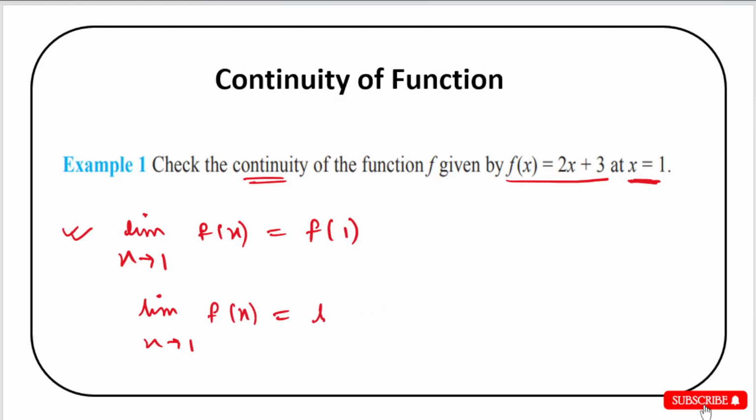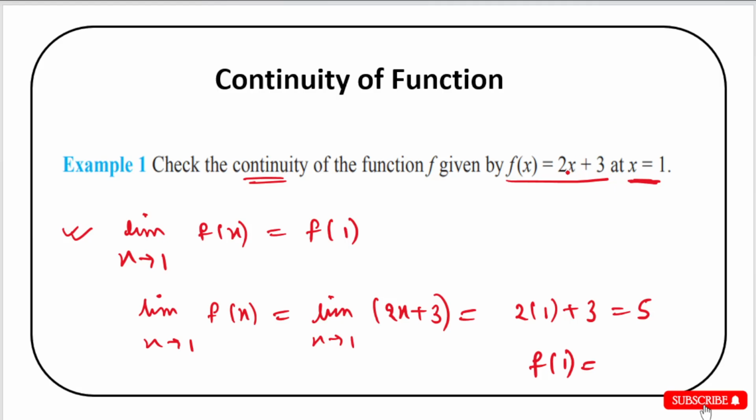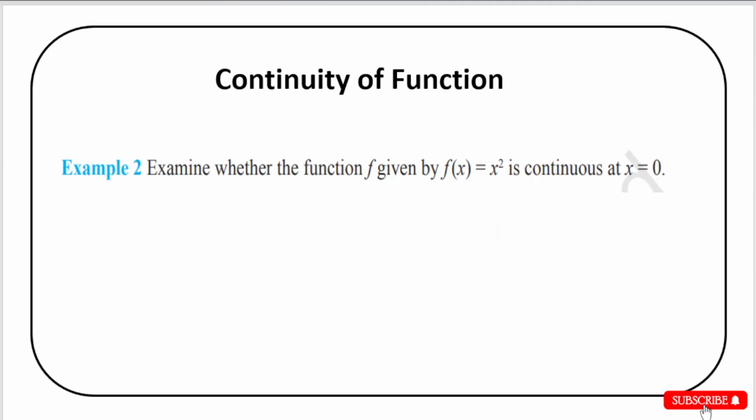The limit as x tends to 1 of f(x) is the limit of 2x plus 3. So put the value 1 instead of x, it will be 2 into 1 plus 3, which is 5, right? And then what will be f(1)? For f(1) also you put the value 1 here, so it will again be 2 plus 3, which is 5. So you have proved that the limiting value is equal to the functional value at the point 1, and the value is 5 here. So this function is continuous at this point x equals 1. I hope this is clear.